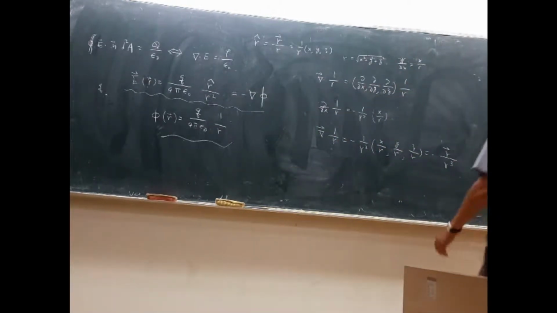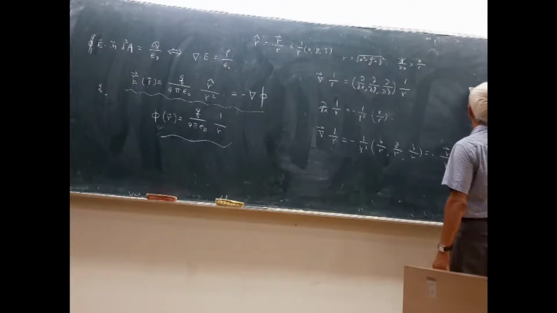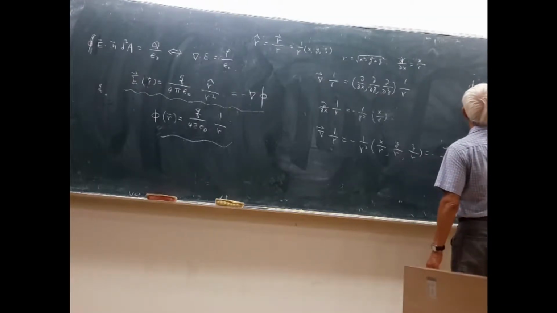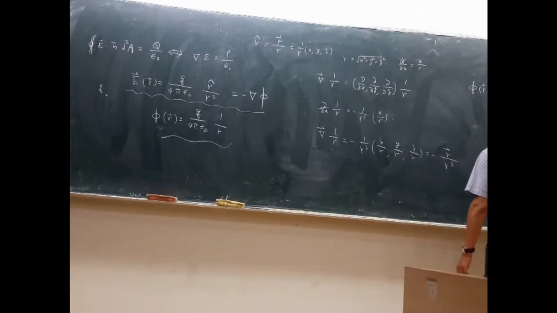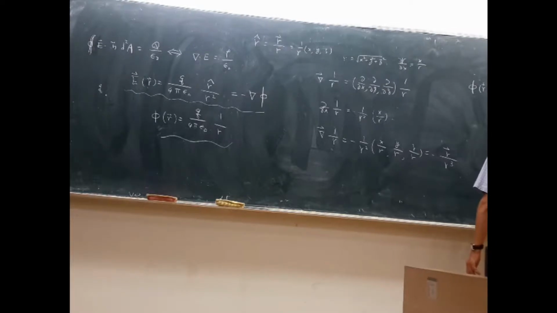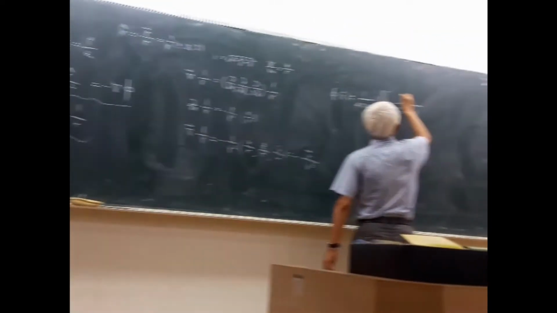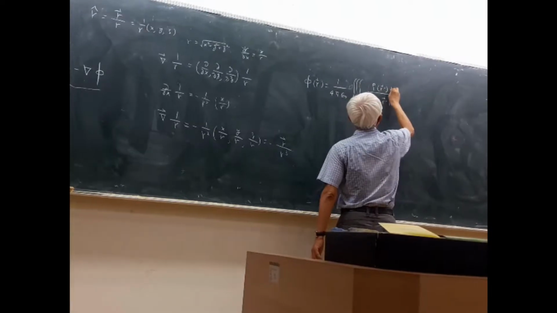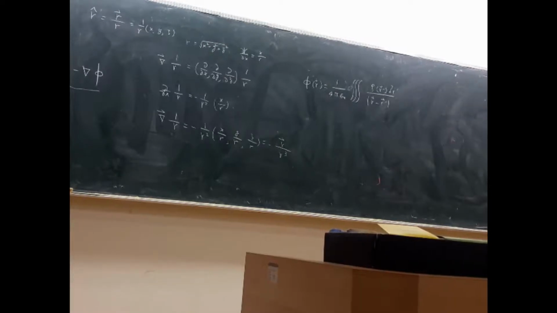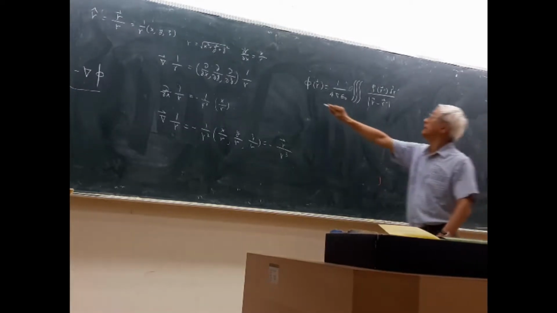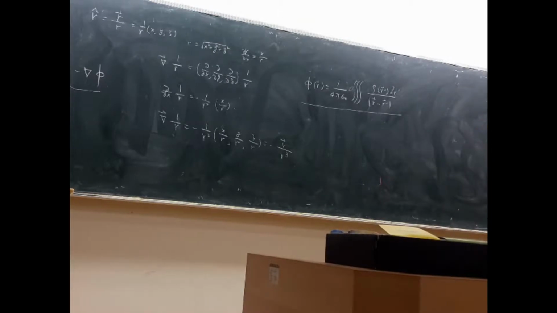And for a continuous charge distribution, we have phi of r equal to the integration of rho of r prime over the distance between r and r prime. And the electric field is the gradient of that one. So this is the implication of Coulomb's law.